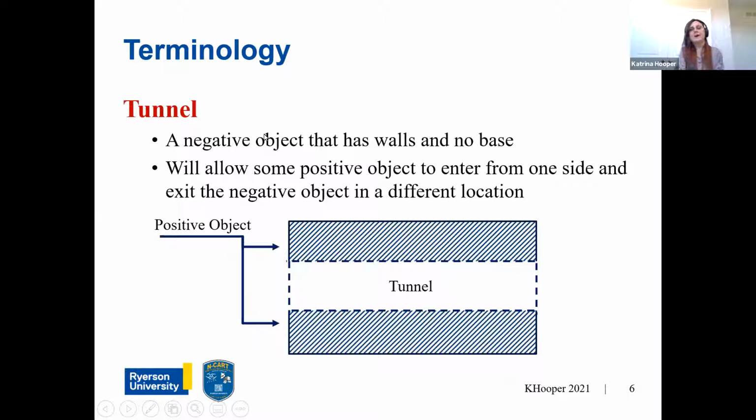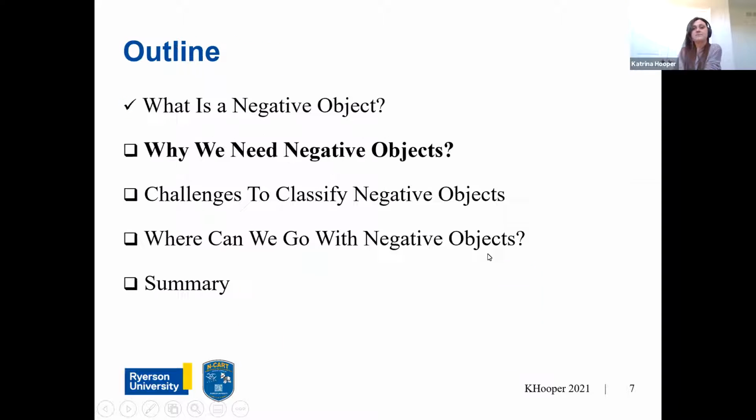So the last type of negative object that we have is a tunnel. And this is a negative object that has only walls and no base. What this means is that if you were to choose to enter from one area, you could leave from a different area while traveling through a positive object that contains it. So again, walls would be connected to these openings, and we don't have a base, so it's not there. And again, this is only one example of what a tunnel could look like.